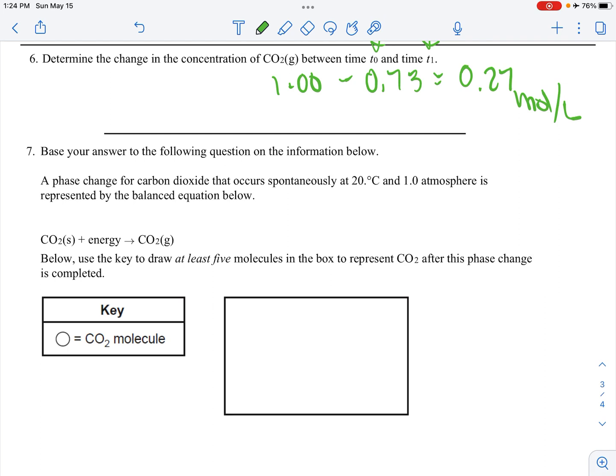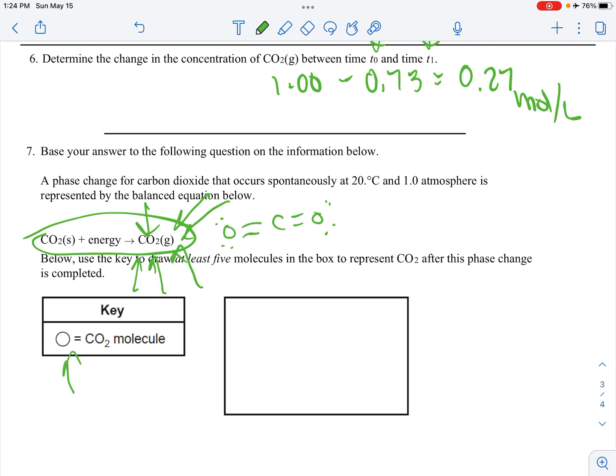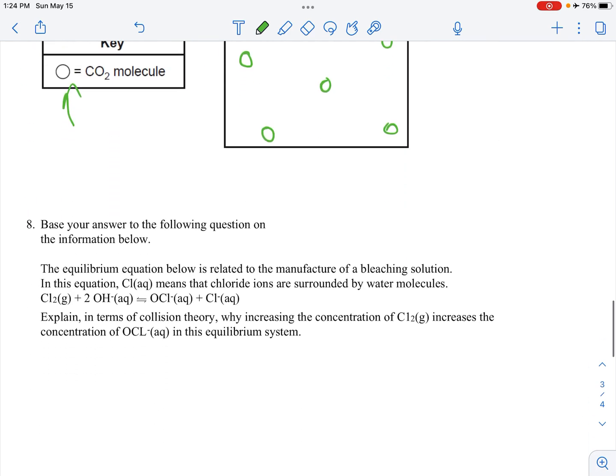A phase change for carbon dioxide occurs spontaneously at 20 degrees Celsius, 1 atmosphere. Here's the reaction. Draw at least 5 molecules in the box to represent CO2 after the phase change. So CO2 after the phase change is in the gas form. And I don't even need to draw it like this because it asked me to just draw a white circle. So how do I draw 5 molecules of a gas? Show them taking up all the space. Okay, and it doesn't have to look exactly like mine, but they need to be taking up the whole space, not grouped together.